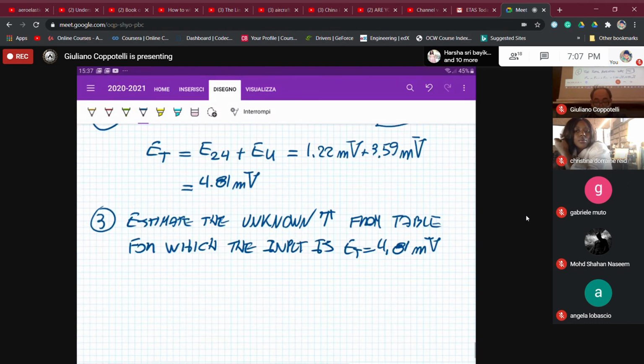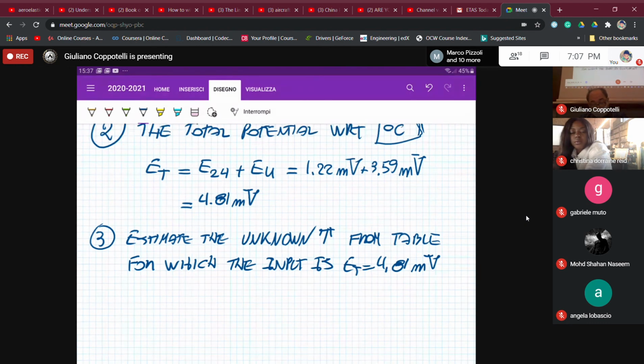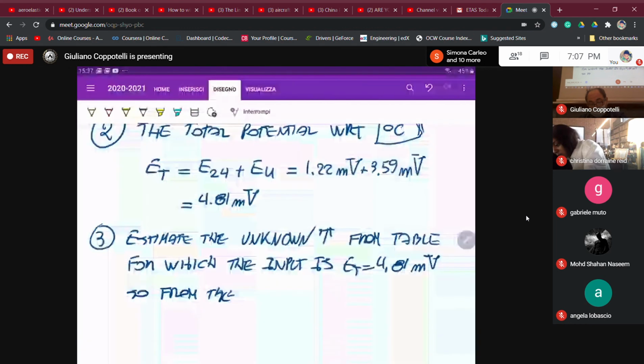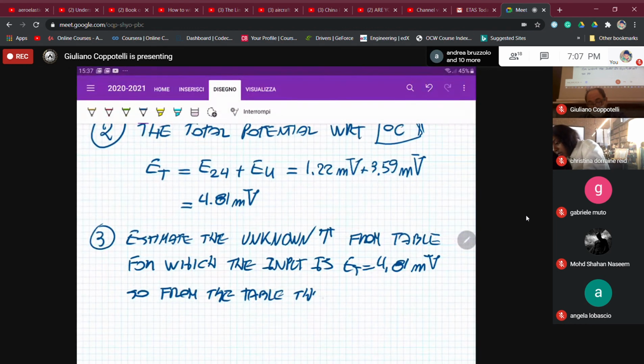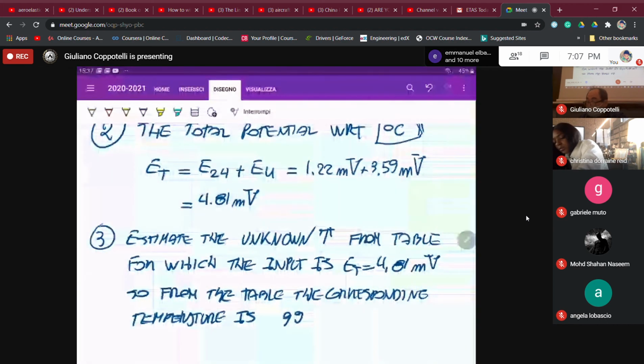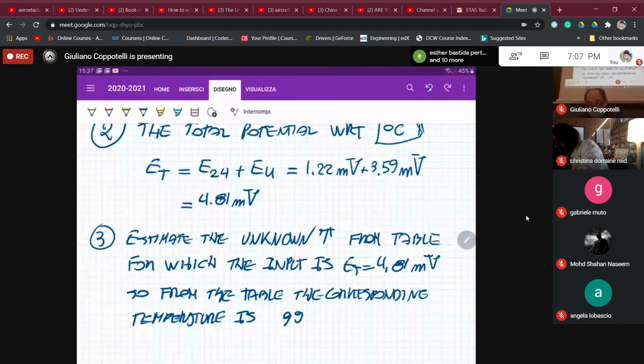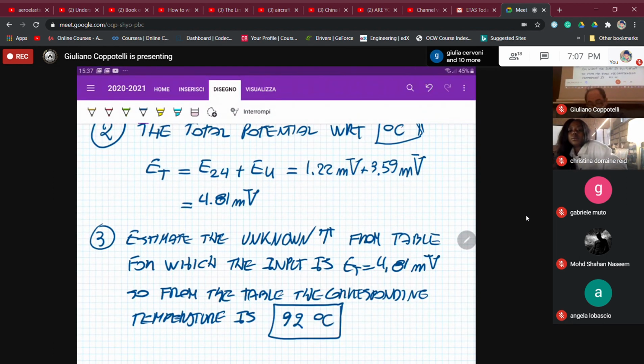So from the table, the corresponding temperature is 92 degrees Celsius. And we solve the problem.